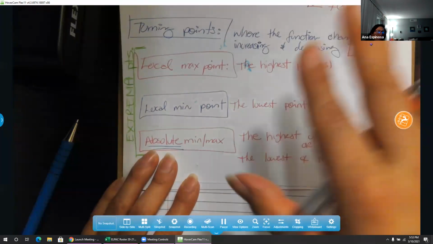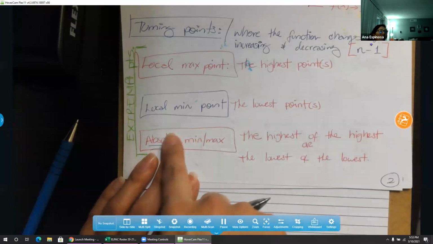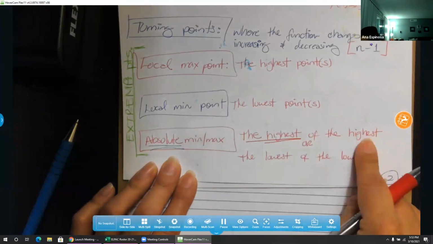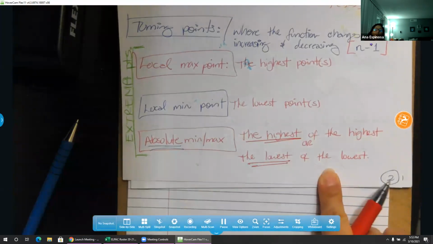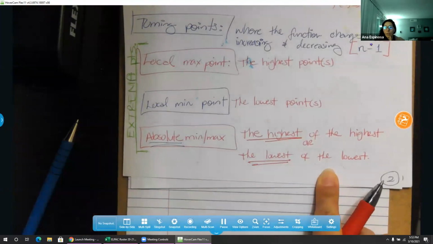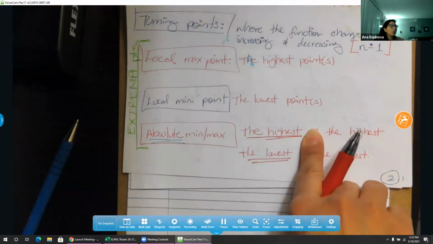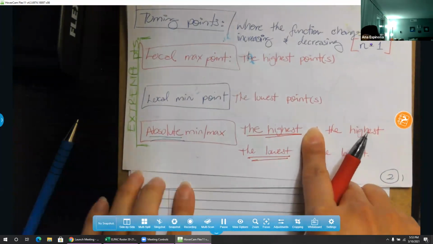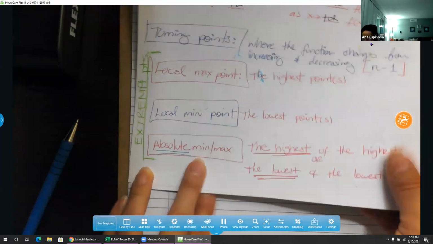Okay. So in this case, I put the highest point or points. There might be one or many. And this one is the lowest point or points. There might be one or many. But the absolute min or max is the highest of the highest and the lowest of the lowest. Okay, so there's only one for that and one for that. Now, there could be a time where you don't have a low point. It just keeps going up and up. So you would have none. There are times where you don't have an actual absolute min or absolute max.